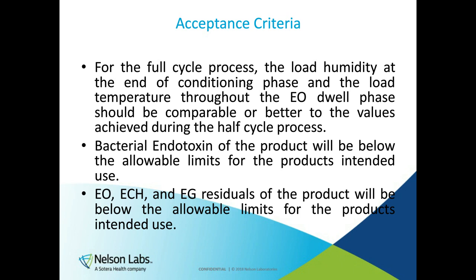This is where, at the beginning of the clinical batch release, when developing the cycle, you want to make sure that your half cycle parameters are worst case. So when you do perform your full cycle, you'll always have that added measure that your full cycle is going to be at least equal to that of the half cycle process. For example, if you set your temperature at 50 degrees Celsius for your half cycle, then adjusting it to like 52 or 53 degrees C for your full cycle would aid in meeting that criteria.